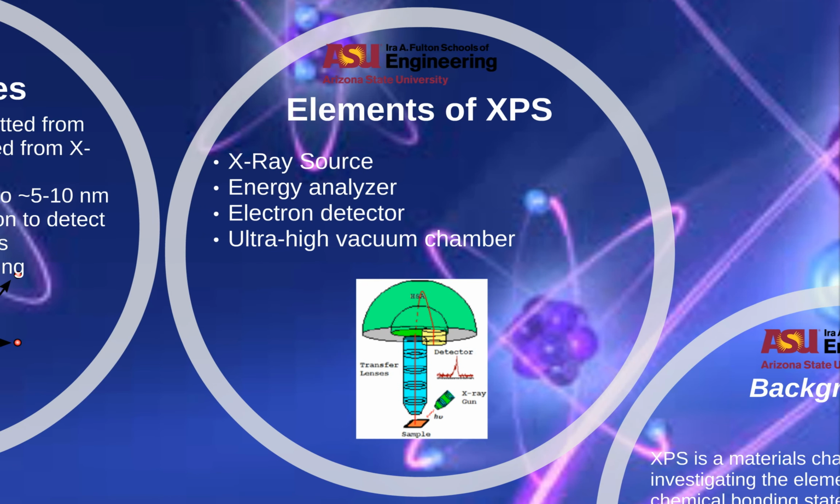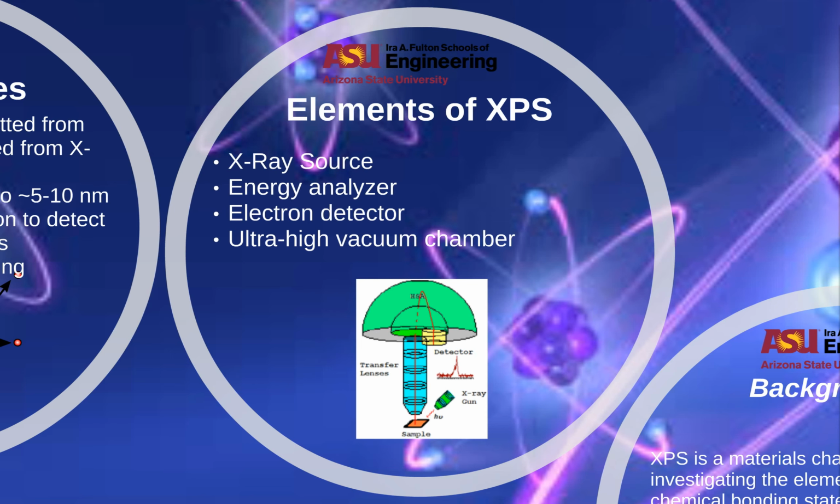Elements of XPS. The main components of XPS are the X-ray source, energy analyzer, electron detector, and the ultra-high vacuum chamber. The inside of the XPS is held under ultra-high vacuum of approximately 6 × 10^-10 millibar. This low pressure is to prevent contamination of the sample and preserve electron energy by preventing collisions with gas molecules in the chamber. The X-ray source for this machine is aluminum.